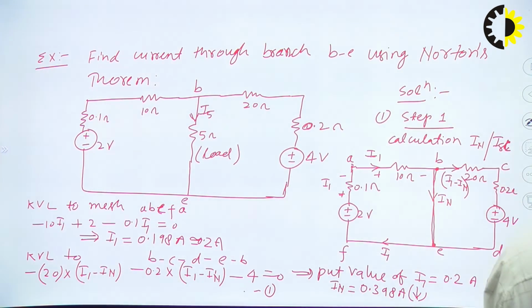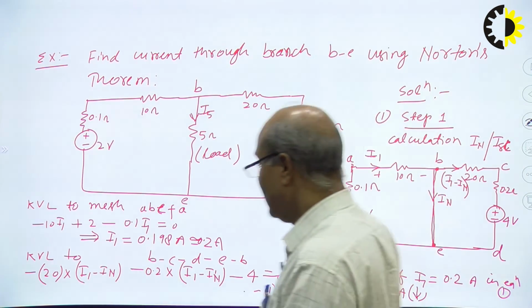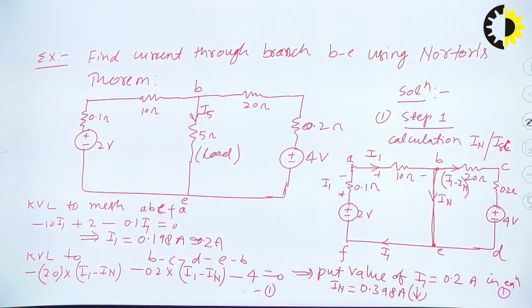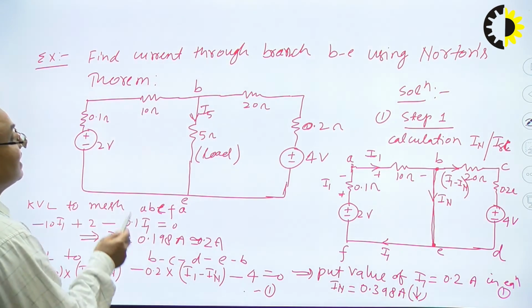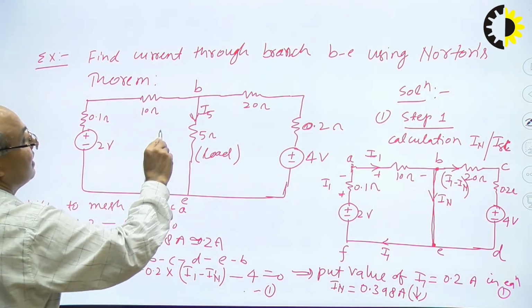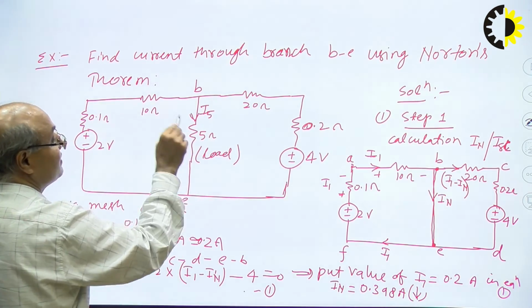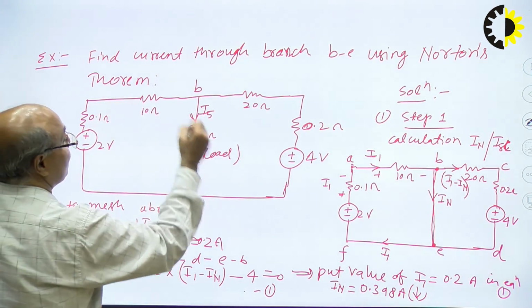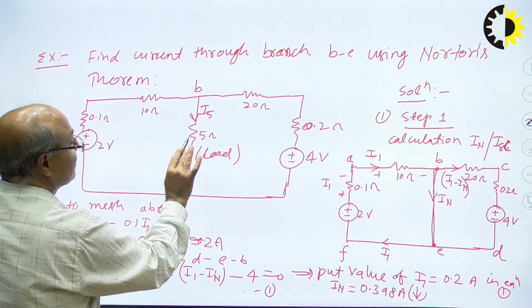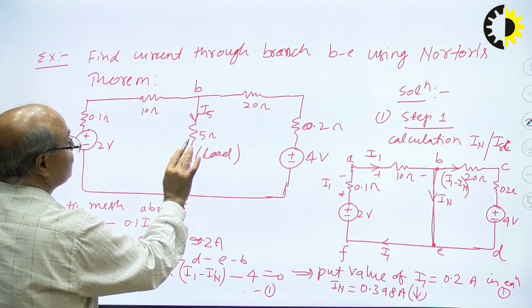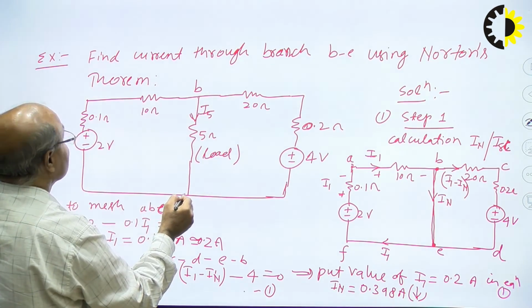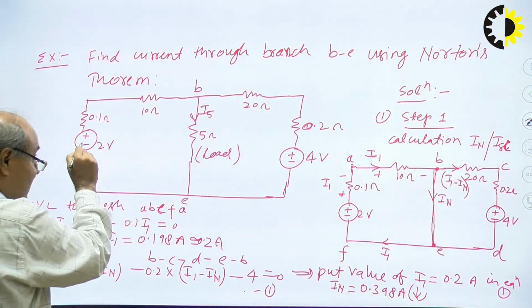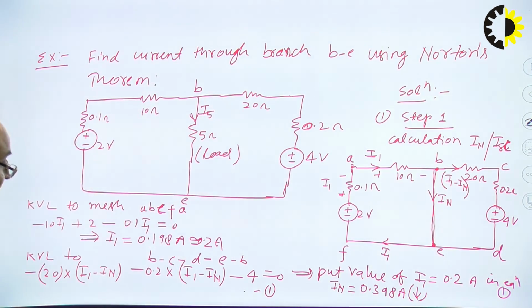Now we will calculate the Norton's equivalent resistance. What is the procedure for finding Norton's equivalent resistance? This is our complex circuit, and this is the branch in which we have to calculate the current, so this is our load. The procedure is: we remove the load and find the equivalent resistance between the open-circuited load terminals by replacing sources with their internal resistances.